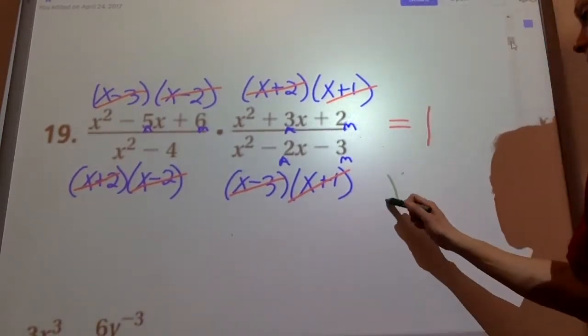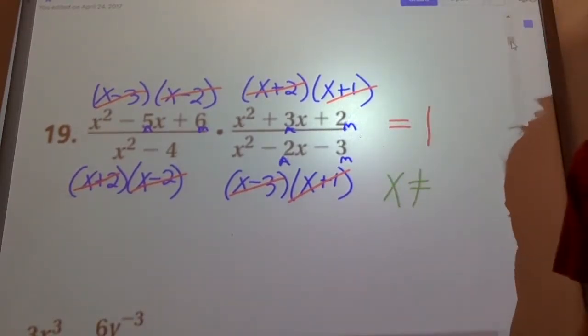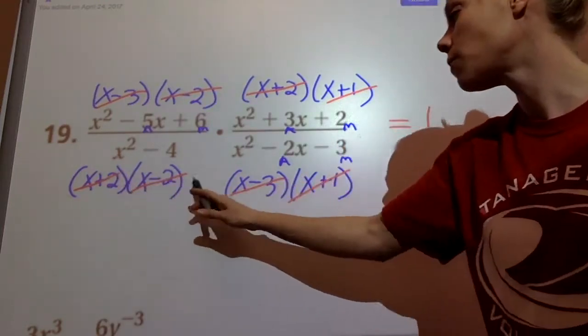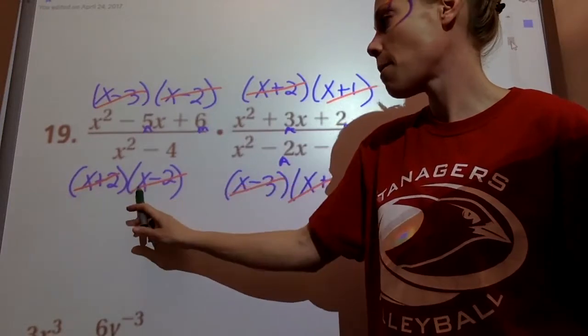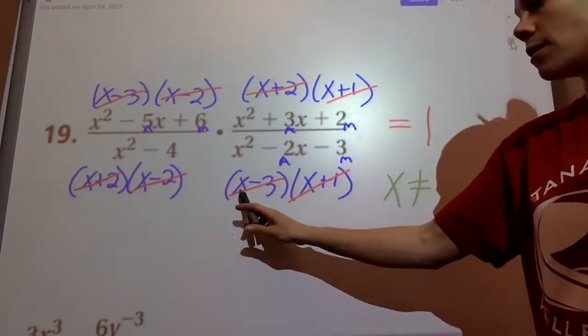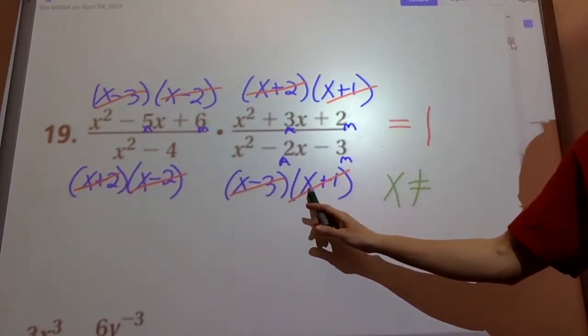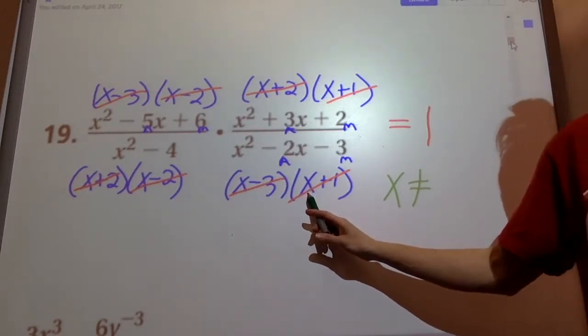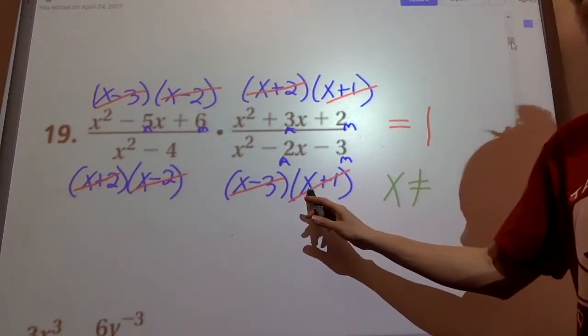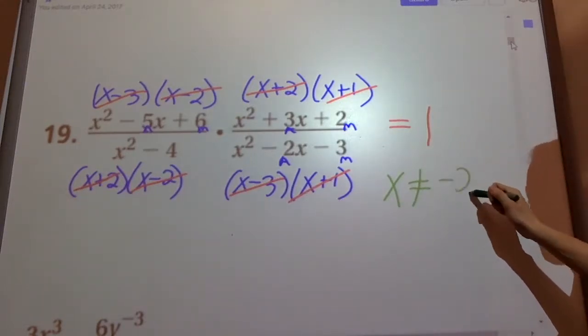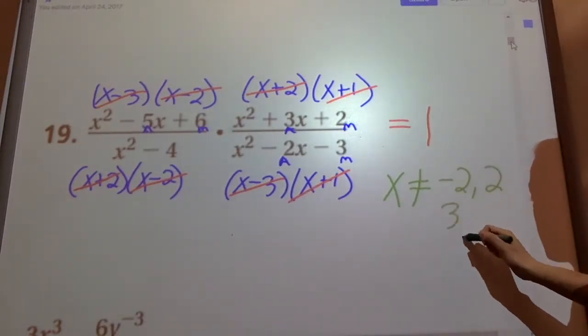Right, we still have to define what x cannot be. So I look at all 4 things and say x cannot be negative 2, positive 2, 3, and negative 1. All 4 of those things x cannot be, because that would make all the denominators 0. So x cannot be negative 2, 2, 3, and negative 1.